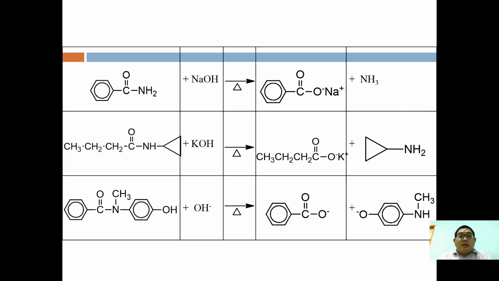While these are the examples for alkaline hydrolysis, if you react with sodium hydroxide, you form sodium benzoate and also ammonia. Alkaline hydrolysis of this secondary amide will give carboxylate salt and also a primary amine, and hydrolysis of a tertiary amide will give carboxylate ion and also a secondary amine.